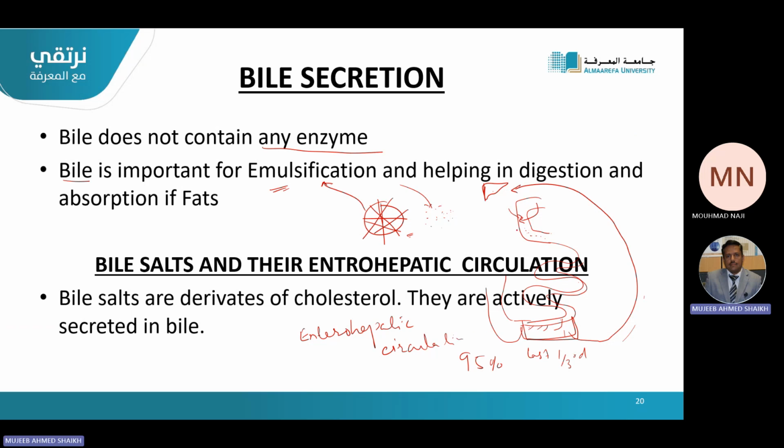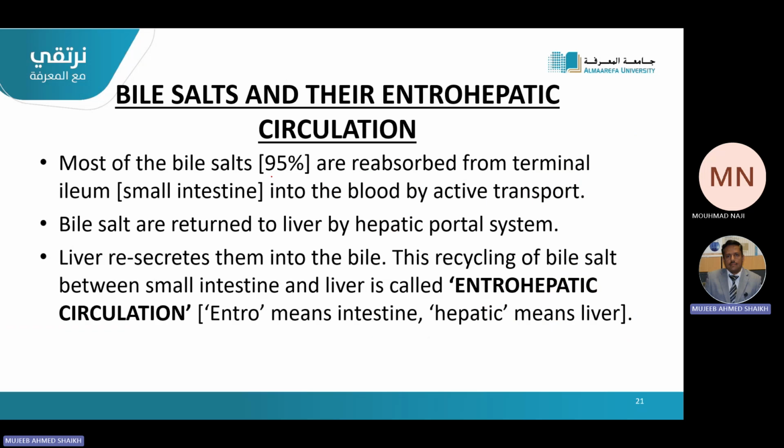Circulation between the liver and the enteron. Enteron is the small intestine. So between the intestine and the liver, the bile salts are circulating. This is called enterohepatic circulation. Almost 95% of the bile salts are reabsorbed in the terminal ileum. Only 5% will be lost into the feces. This 5% will be again formed by the liver cell or hepatocyte. So this is the meaning of enterohepatic circulation.